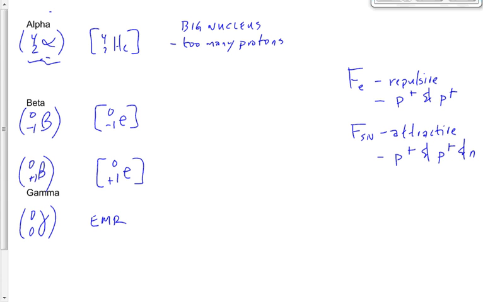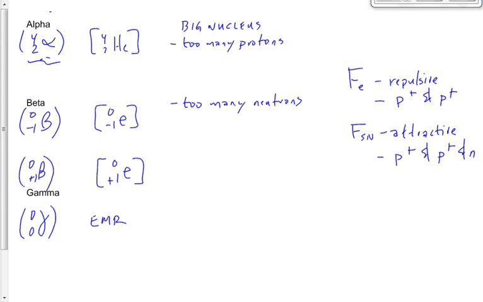Beta minus occurs when you have too many neutrons. Now, wait a sec, that should be good, right? Because that creates a stronger attractive force. Neutrons contribute to the attractive strong nuclear force, but not the repulsive force. So that should be a good thing. The problem is that this nucleus is in an energetically unfavorable state.